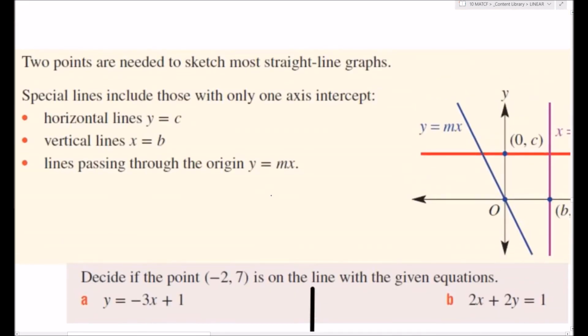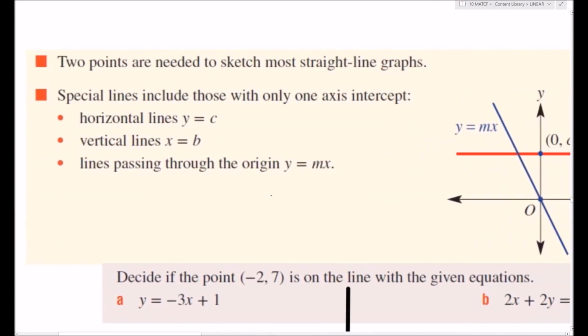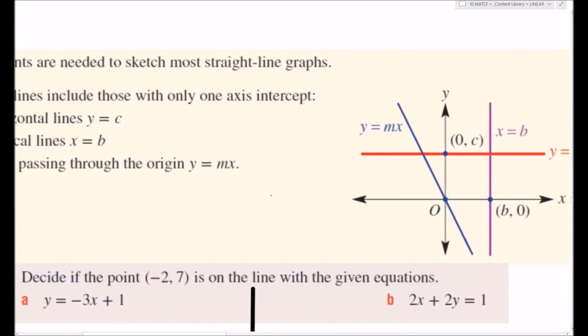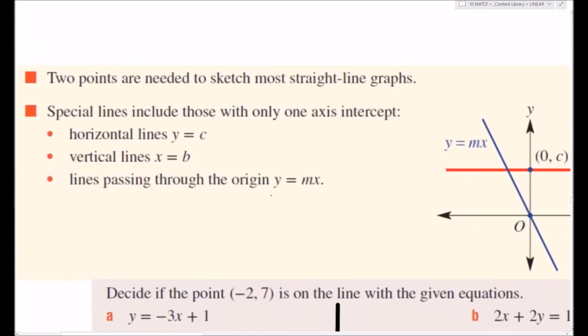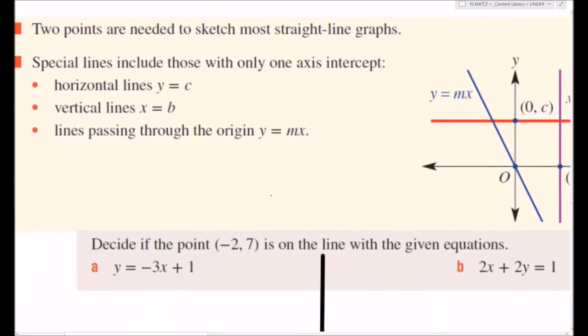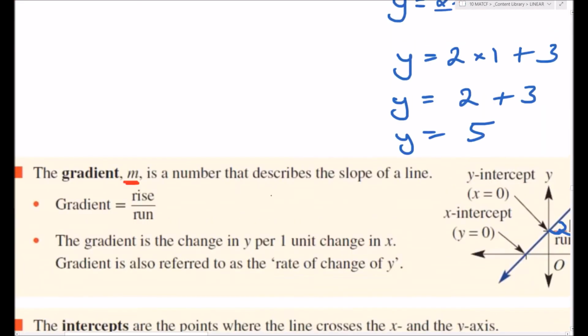Two points are generally needed to draw most graphs. Okay, so whenever you draw a graph, you actually need to have 2 points. And we'll get into more of understanding how to get 2 points. Special lines include those with only one axis intercept. So what that's saying is, and I did mention this before here.